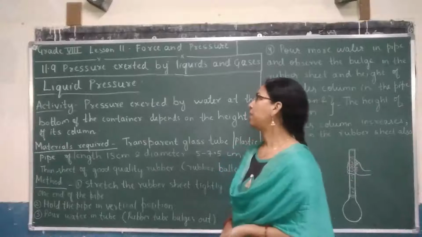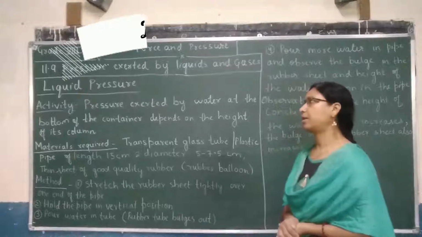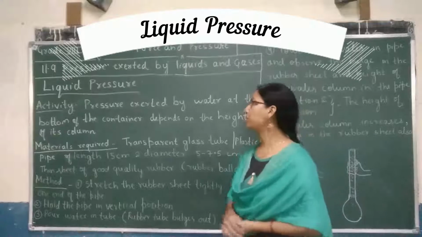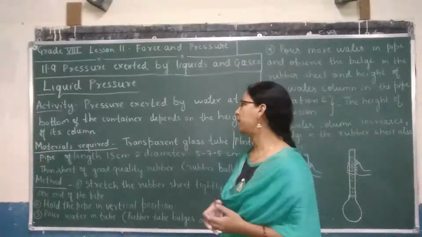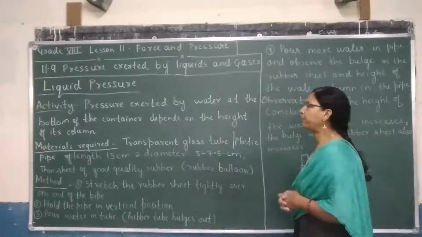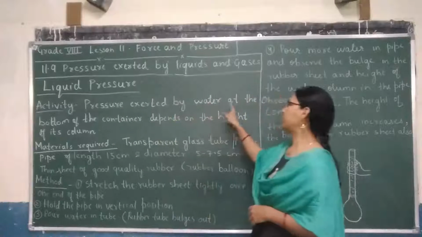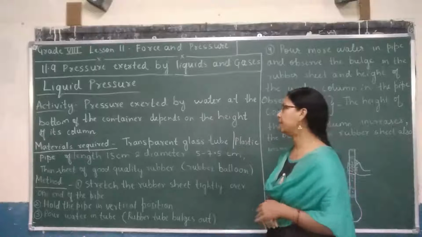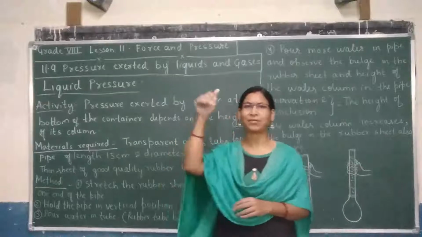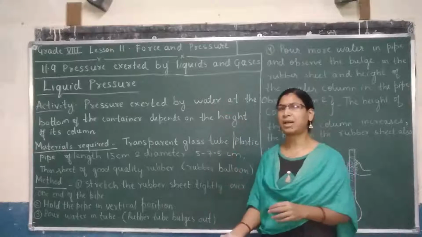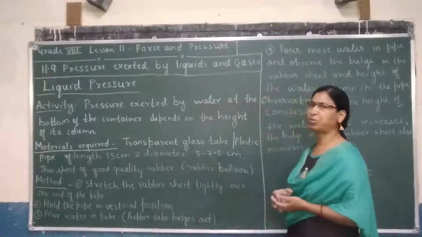Dear children, now let us learn about pressure exerted by liquids and gases. Today we will be learning about liquid pressure. Let us start this with the help of an activity. Our activity is: pressure exerted by water at the bottom of the container depends on the height of its column. The greater the height of the water column, the more the pressure at the depth will be. So let us see how to do it.